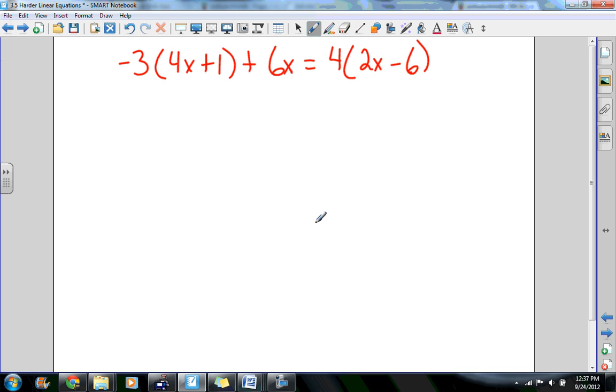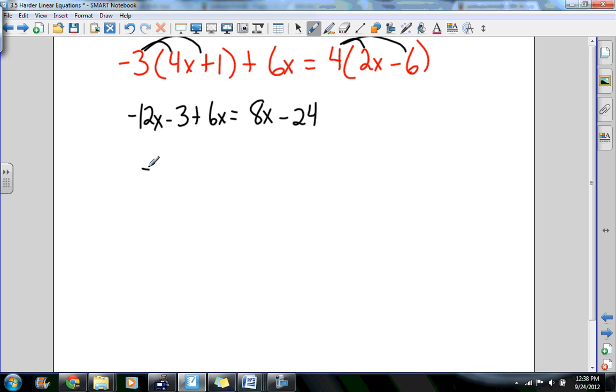From here, similar type of situation, I would like you to pause and try this on your own. Okay, so we're back. Let's see how we did here. Distributive property, distributive property. So we had negative 12x minus 3 plus 6x equals 8x minus 24. Combine to get negative 6x minus 3 equals 8x minus 24.